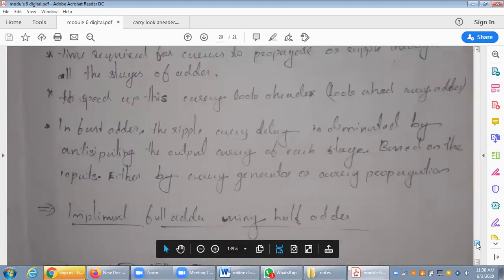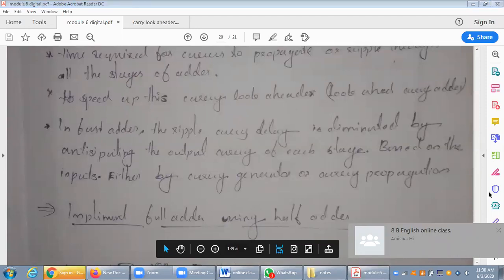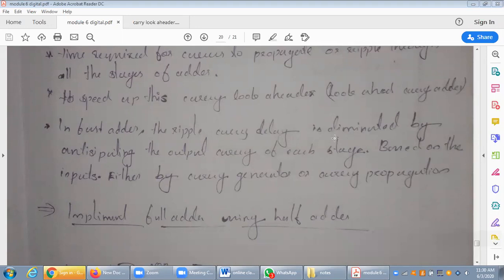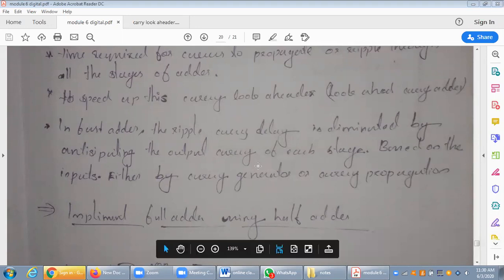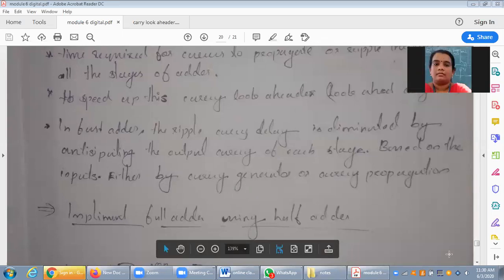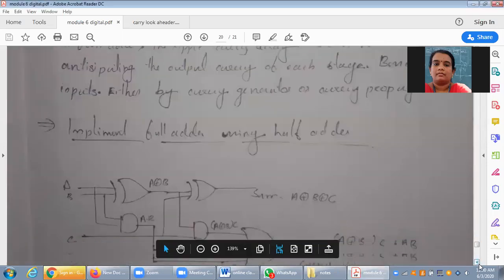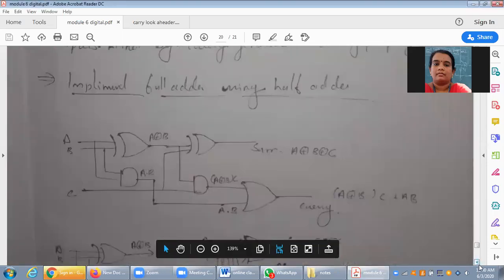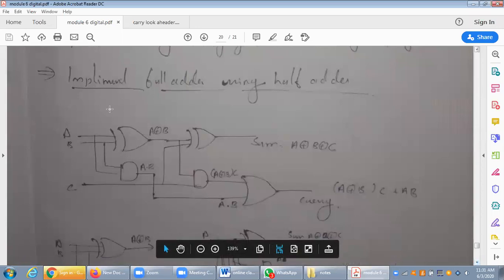So in the faster adder, the ripple carry delay is eliminated. Using this one, the ripple carry delay is eliminated. We are going for a carry that will be generated and propagated. For that, first you have to see the full adder using half adders. This we already studied.